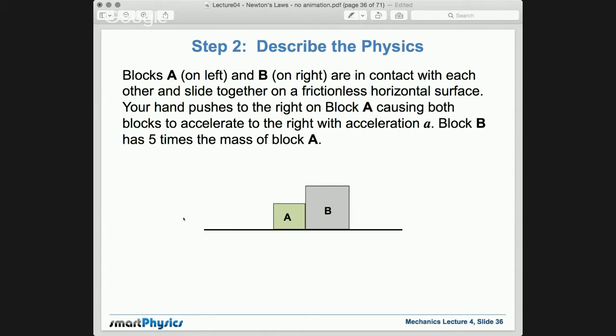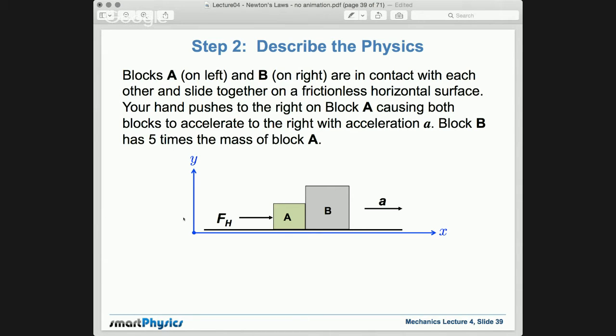We also know that we're pushing block A to the right, and so our hand would be pushing on block A, and I've represented that force, FH, with an arrow heading to the right. We also have an acceleration to the right, and so we can draw that in. And finally, it's usually a good idea to draw some sort of coordinate system. In this particular case, it's pretty obvious that this is a one-dimensional problem.